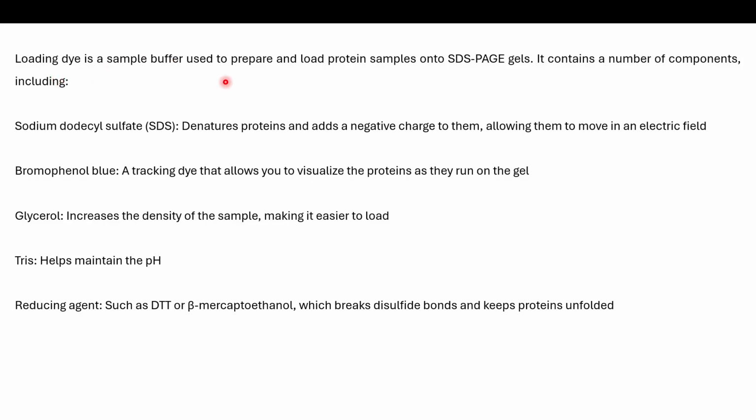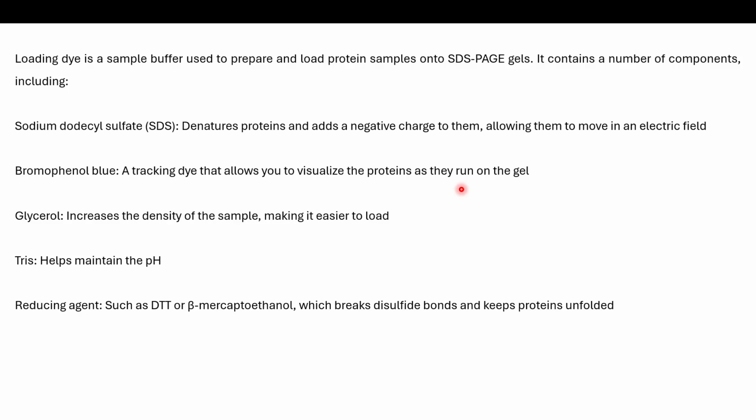So loading dye is a sample buffer used to prepare and load protein samples onto SDS-based gels. It contains a number of components. SDS, we talked about it, it denatures proteins and adds a negative charge, allowing them to move in an electric field. There's bromophenol blue, which is the tracking dye, which allows you to visualize the proteins as they run on the gel.